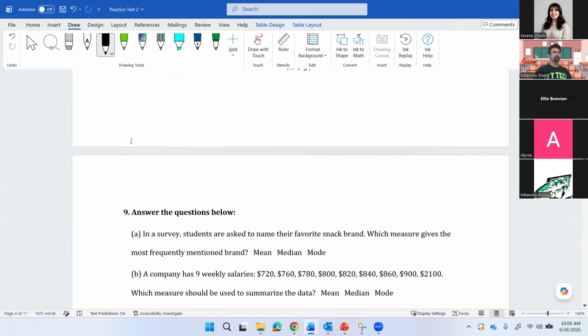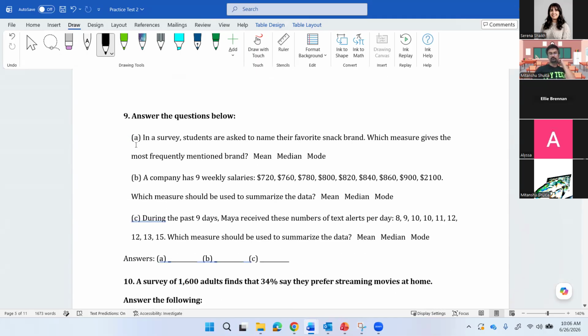Moving right along. Number 9. In a survey, students are asked to name their favorite snack brand. Which measure gives the most frequent measured brand? Mean, median, or mode? We already know that. That answer is mode. Mode for most, and that's what most frequent means.